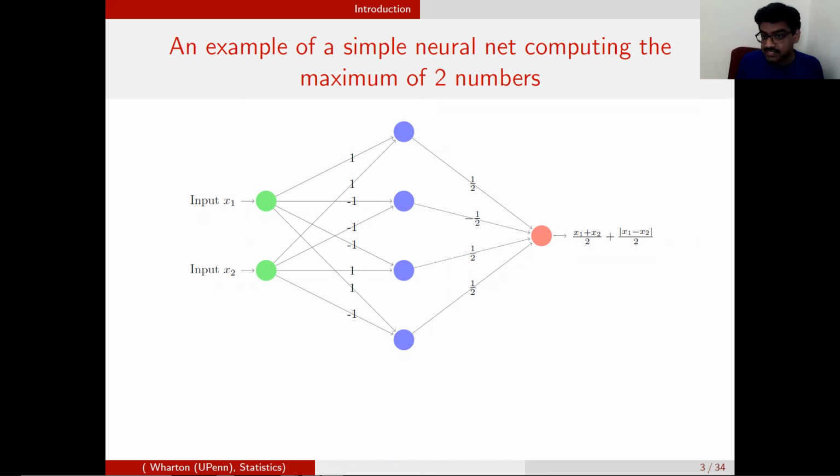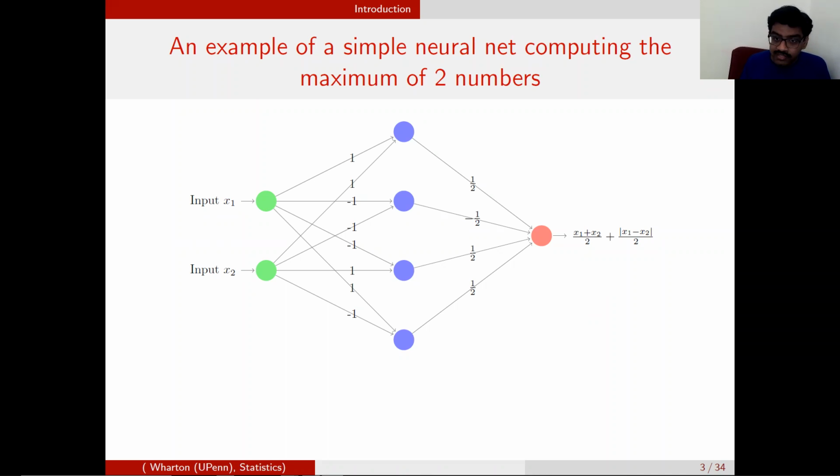It takes 2 inputs, x1 and x2, on the green nodes. The top blue gate is a ReLU gate, which computes max of 0, x1 plus x2. It takes a weighted combination of the inputs, weighted by the weights on the edges that you can see on the screen. So the second blue gate is a ReLU gate, which is computing max of 0, minus x1 minus x2, and so on and so forth.